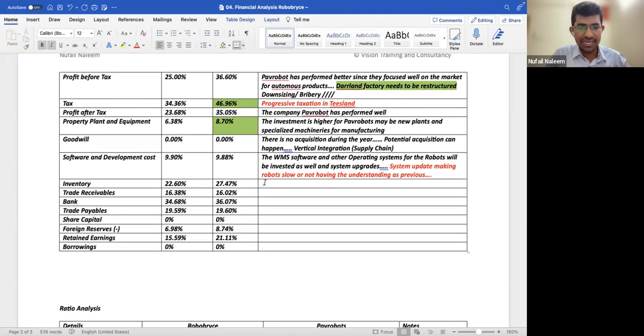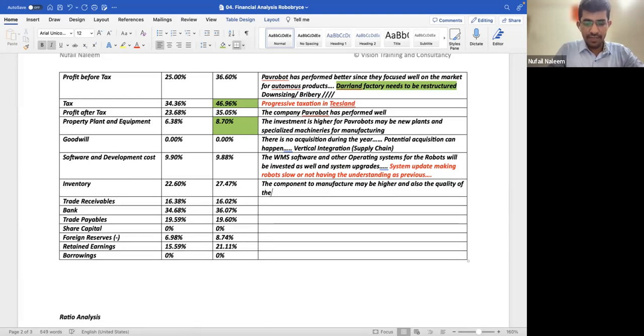So you see the next one, the inventory. If you see here, it's 27.747. The components to manufacture may be higher. And also the quality of the products, because they are not given anything regarding unit, the quality of the products may be better. Because students, sometimes when you're producing high quality products, your inventory value will be better for PAV robots. So that is one factor that you have to just keep in mind on this growth analysis.